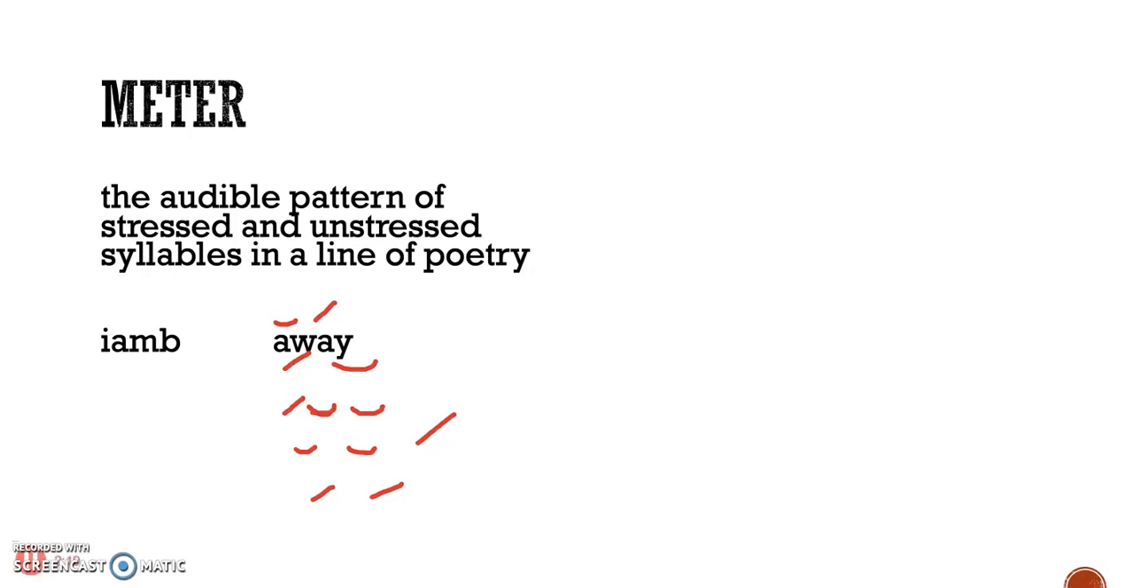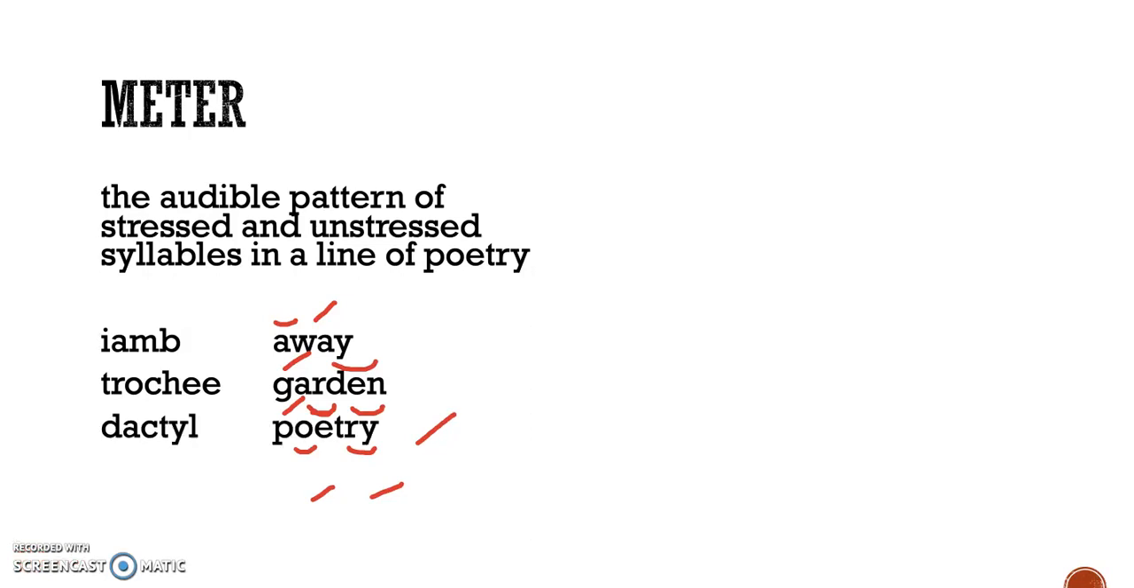The first is an iamb, and it's unstressed and then stressed, and we mark it with a curvy line and then a straight, almost accent mark. So away, the second syllable, is said more loudly. Trochee is the opposite. Garden, the first syllable is said more loudly, so it goes stressed, unstressed.